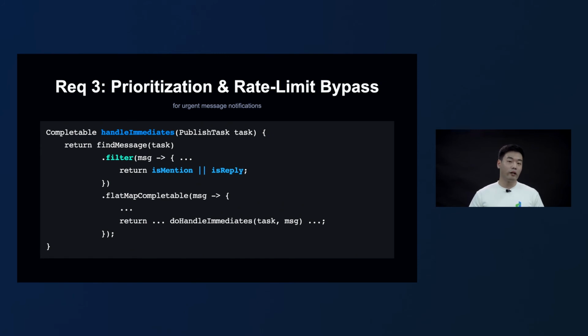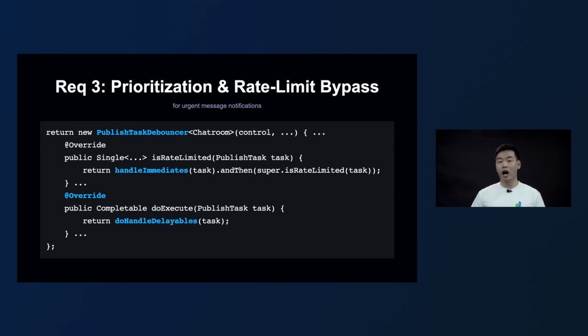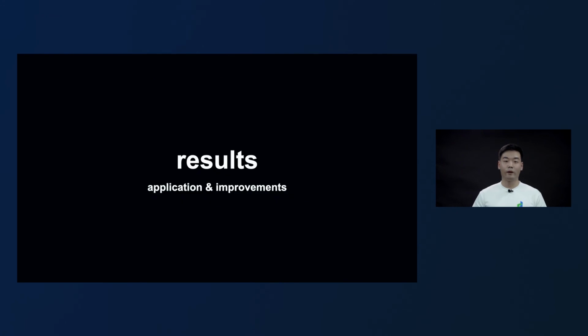For the third requirement of conditional bypassing, each task handler's implementation takes care of those special requirements. For example, the handler for message notifications prioritizes mentions or replies because they are usually meant to be delivered quickly. Debouncers can then accommodate each handler's unique requirement in their flow control. For example, the message handler's debouncer respects prioritized mentions and replies and lets them bypass the rate limit as immediate targets. Now let's see how debouncing solves the problems that we saw at the beginning.